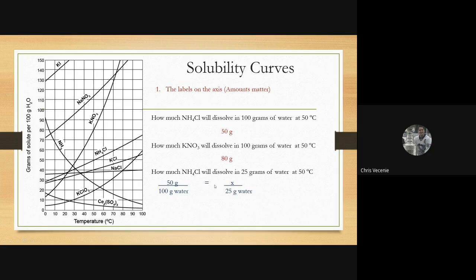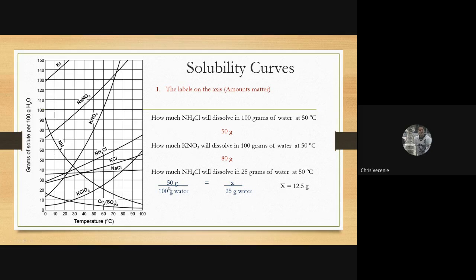I want to know how many grams I can hold if there's only 25. So you set up a proportion. The graph will always tell me how much solid dissolves per the amount that it says, and I change the amount of water. So now I can set that up. I would just say, all right, 25 times 50 divided by 100, I could dissolve 12.5 grams of the NH4Cl.